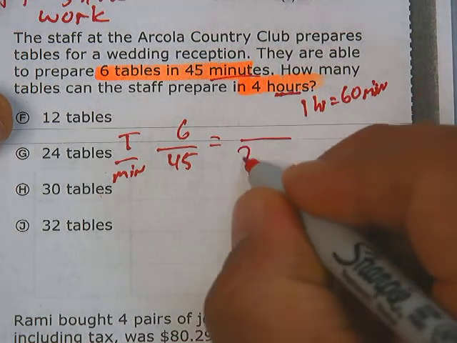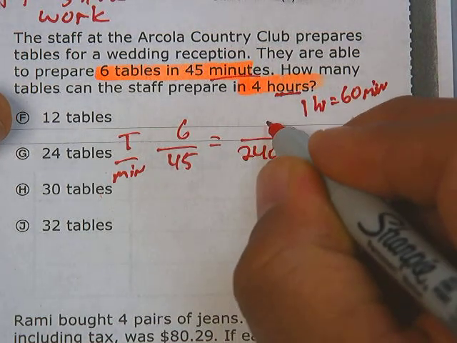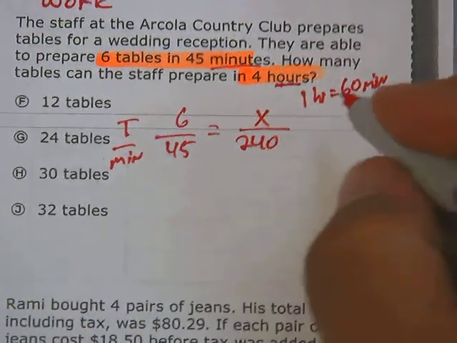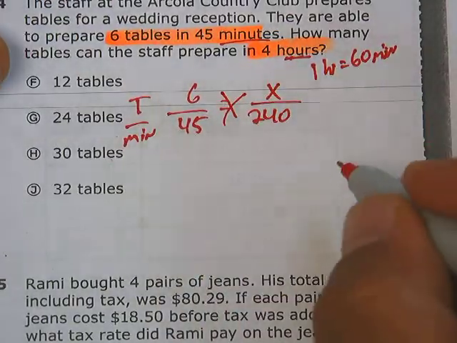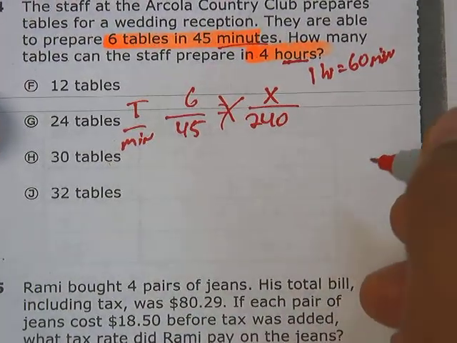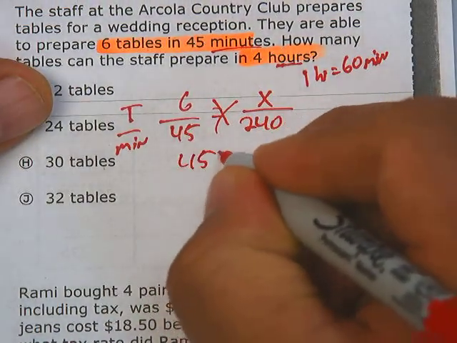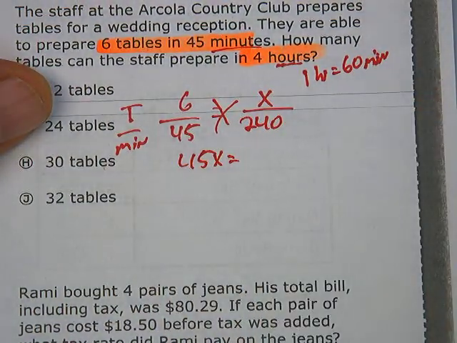But I'm not going to put a 4 here because these are hours and these are minutes. So what I'm going to do is convert. First, I know that 1 hour is equal to 60 minutes. So I'm going to convert my hours to minutes. Well, 1 hour is 60, so 4 hours is 4 times 60, that's 240 minutes.